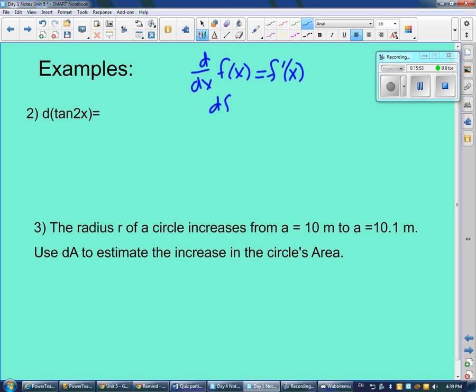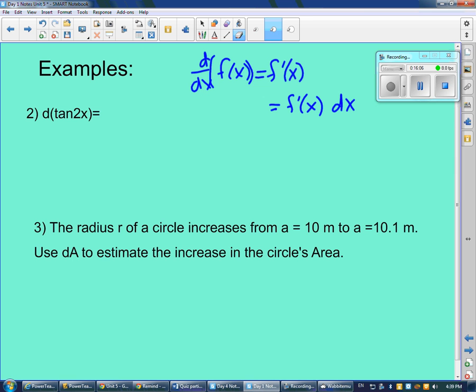And then they just rewrite it as if I multiply the dx to the other side. So d of f of x is equal to f prime of x times dx. And that's just another form of the differential.